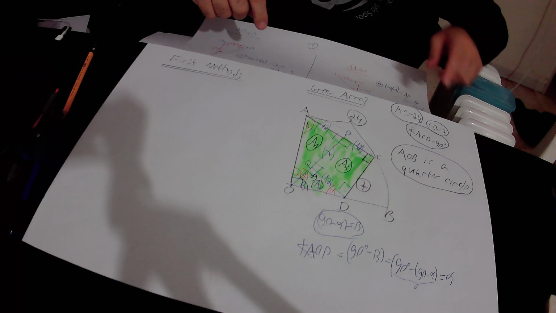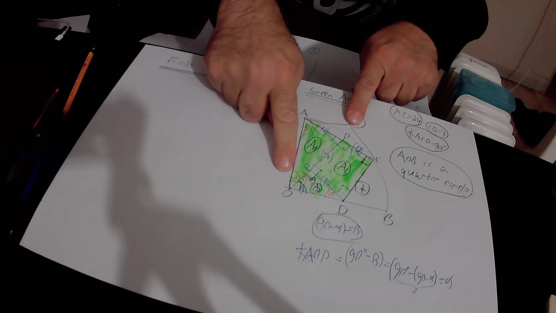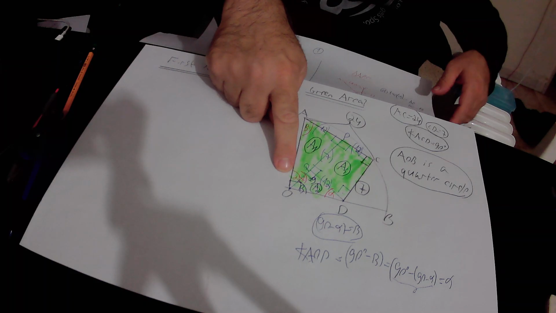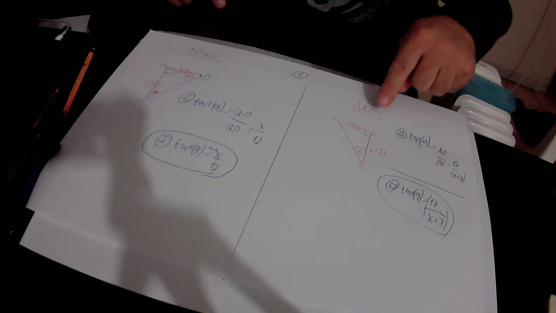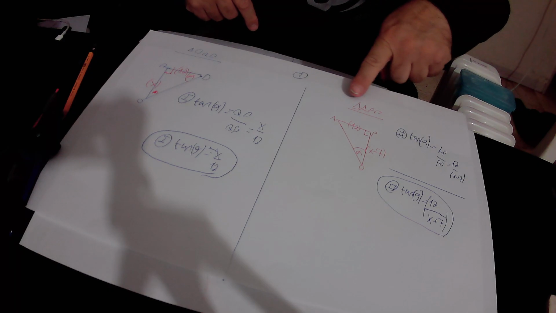And what is the length of PO? PO equals PQ plus QO. That is to say, PO equals PQ, that is 7, plus QO, that is X. So in total, PO equals X plus 7.